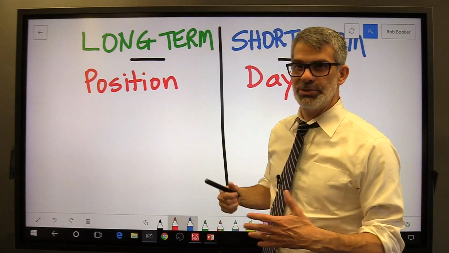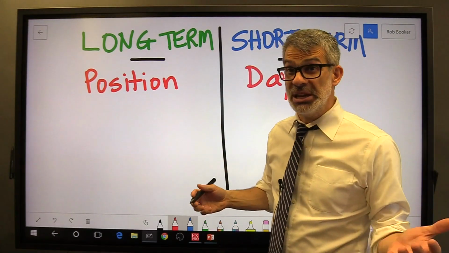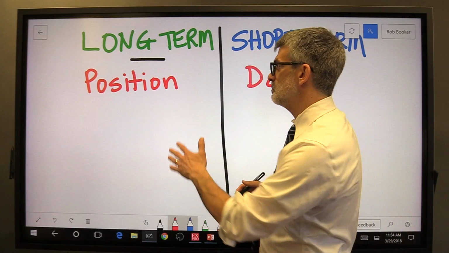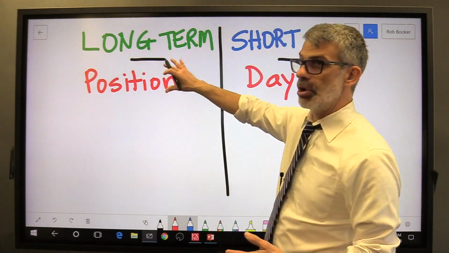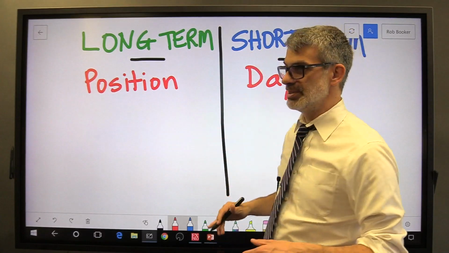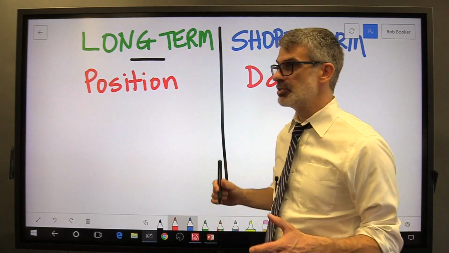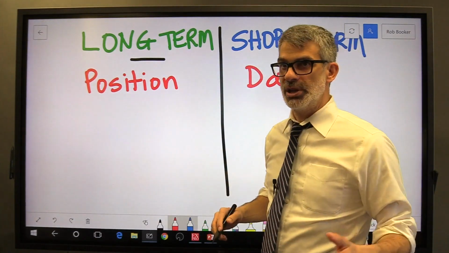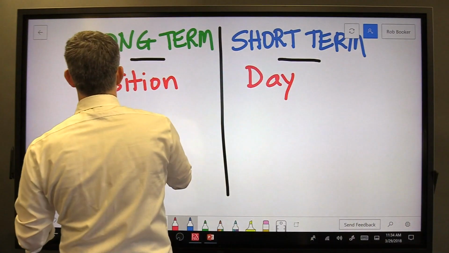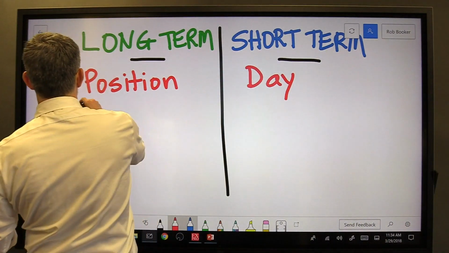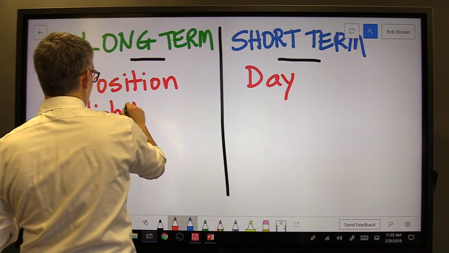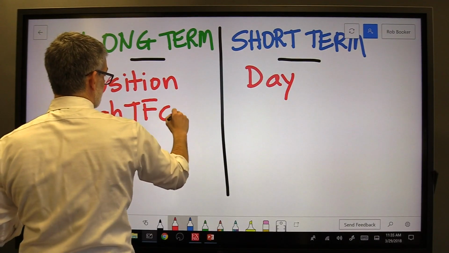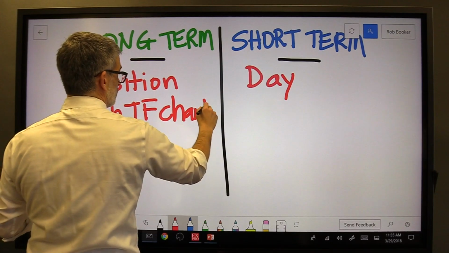Day trades last about 10 minutes to 1 day. Position trades can last days or weeks. That's long term. Short term is a day, or two maybe. Long-term trading is generally referred to as using higher time frame charts.